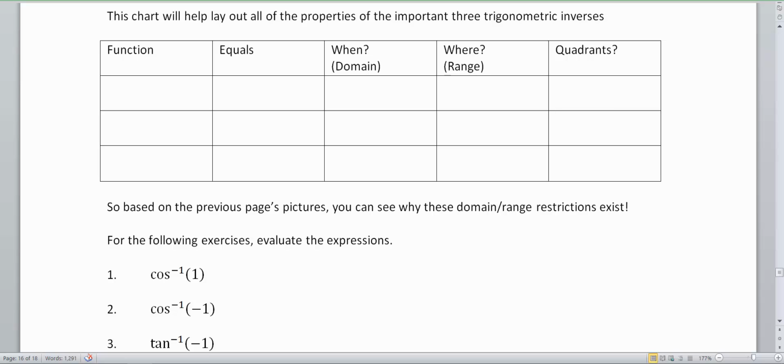So what we are going to do now is talk about the three inverse functions that are most commonly used in trigonometry. This is the inverse sine function, the inverse cosine function, and the inverse tangent function. And as explained in the previous video, what we do with inverse functions is to undo an operation.